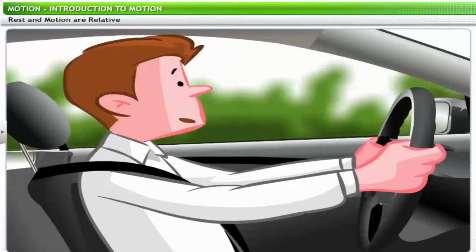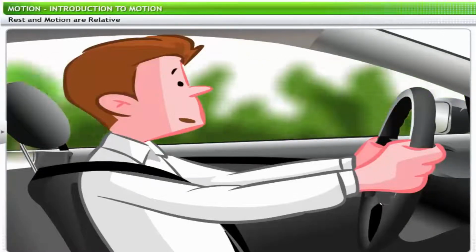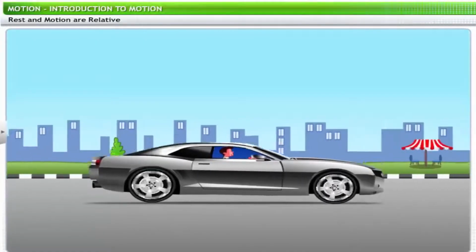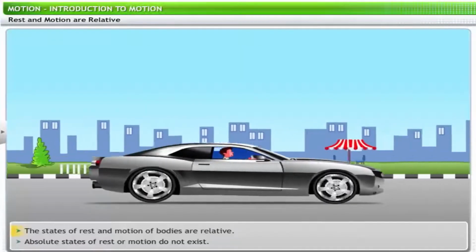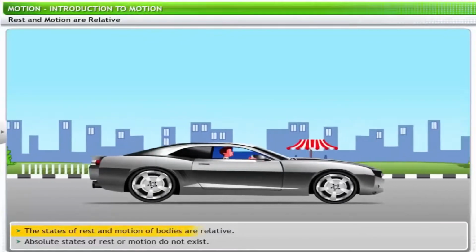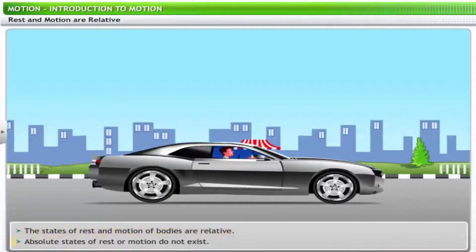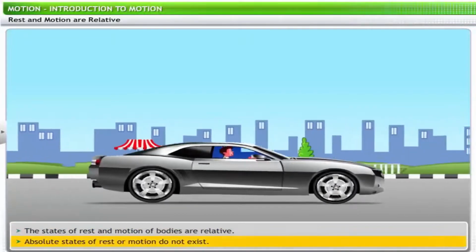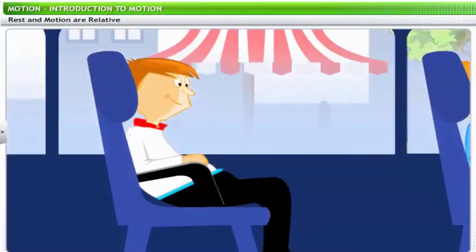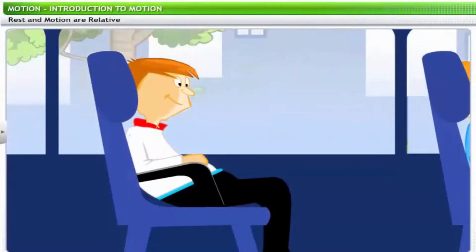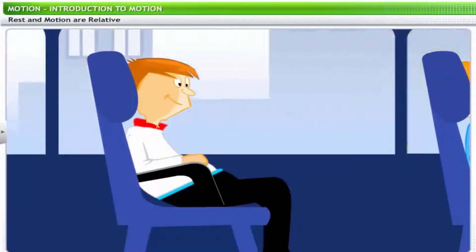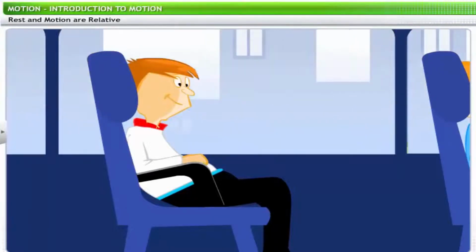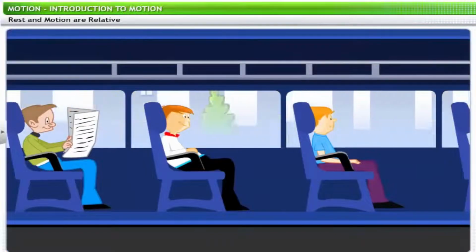This is because, with respect to the car, the driver is at rest. But with respect to the other things around, he is in motion. Thus, the states of rest and motion of bodies are relative. Absolute states of rest or motion do not exist. Consider a bus moving along a road. A passenger in the bus perceives the trees and other objects outside the bus to be moving, while his co-passengers seem to be at rest.